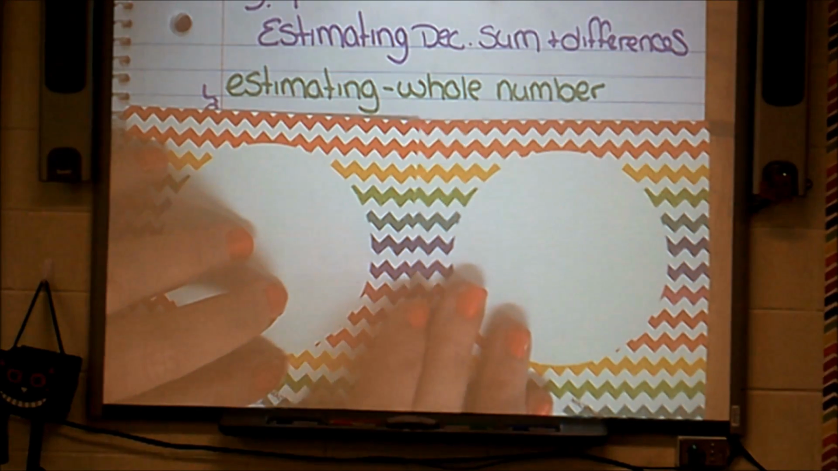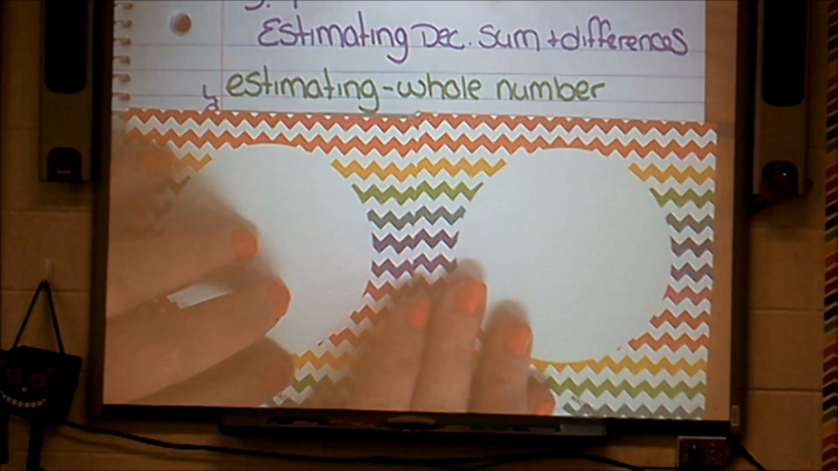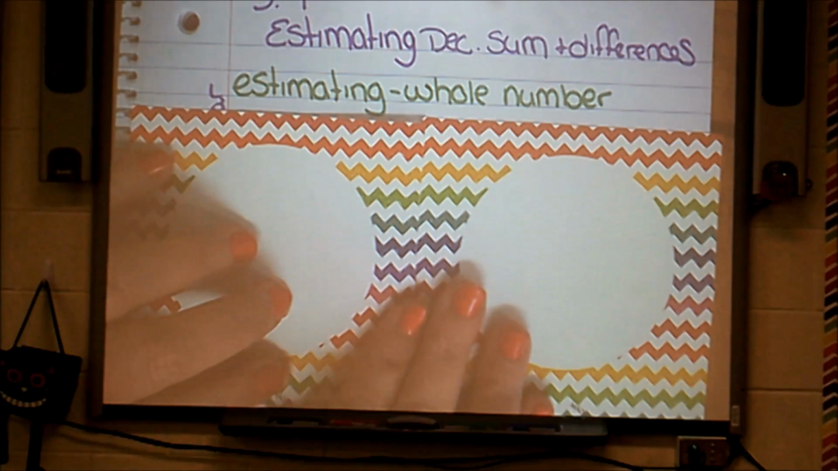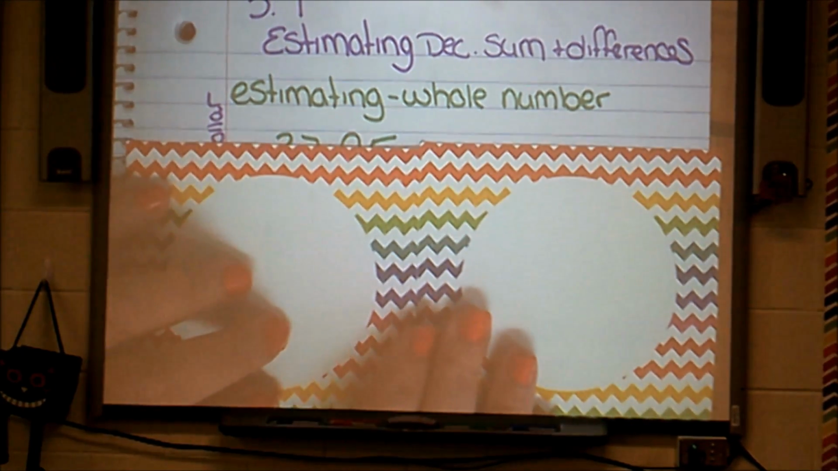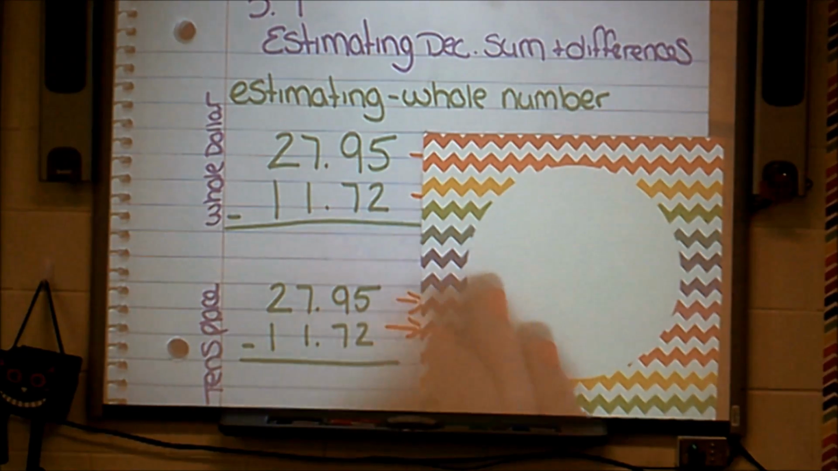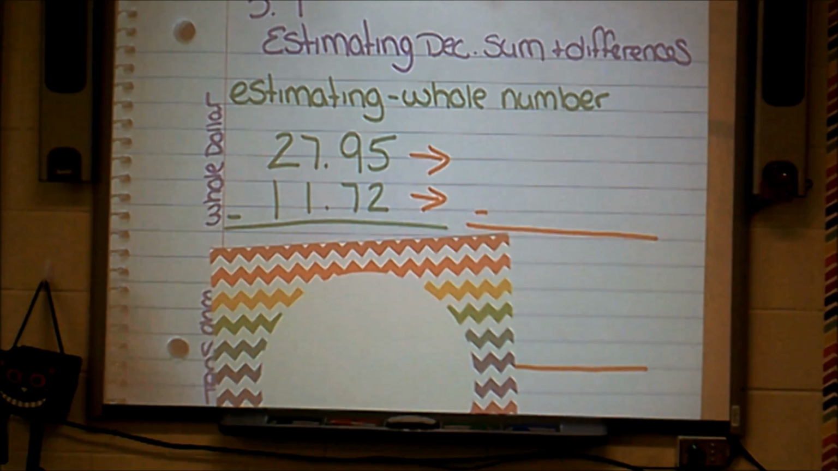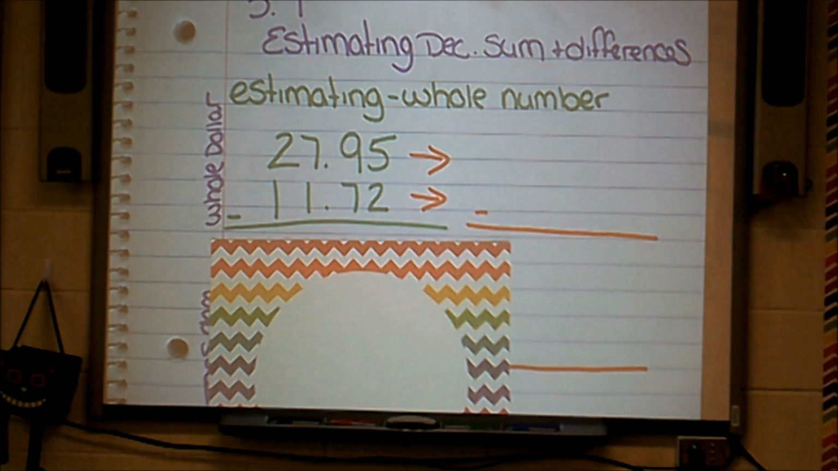So the first thing we're going to be talking about today is estimating to whole numbers. We're going to take decimals like this and we're going to change them and estimate them to the nearest whole number, the nearest whole dollar. And then we're going to do whatever the sign says, whether it be add or subtract. In our case, we have a subtraction sign there, so we're going to subtract.